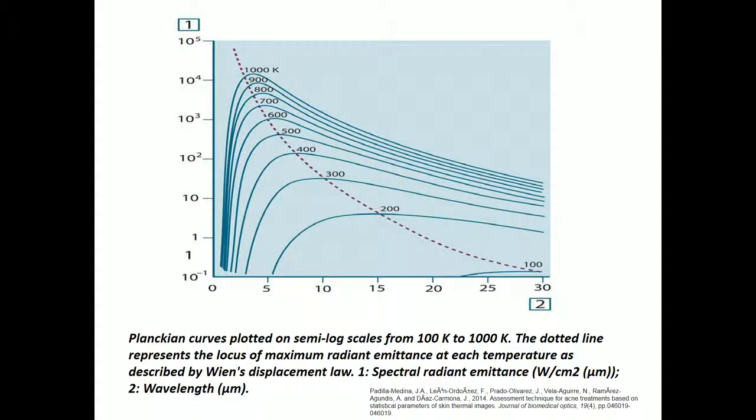So, the Planck curves, if plotted on a semi-log scale from 100 to 1000 Kelvin, the dotted line represents basically the locus of the peak, described by Wien's displacement law. So, this is once again the spectral radiant emittance and the wavelength that we have plotted over here. These are interesting things, this is what we are going to use.